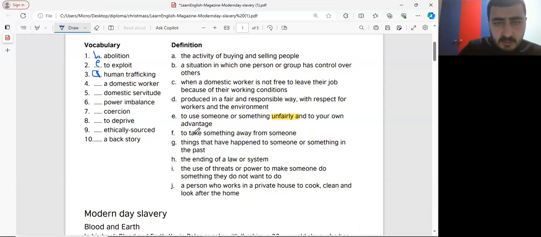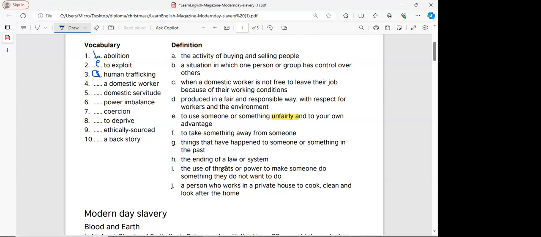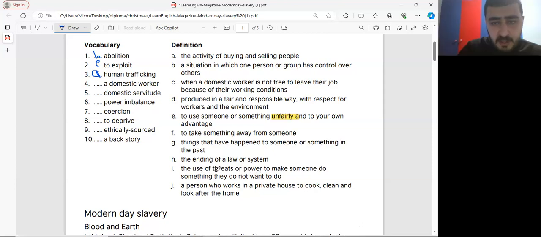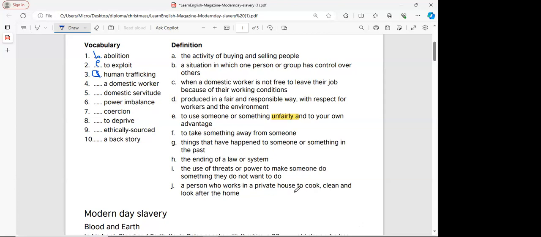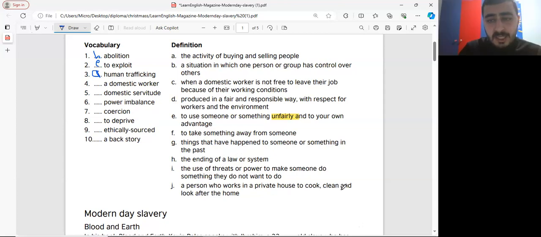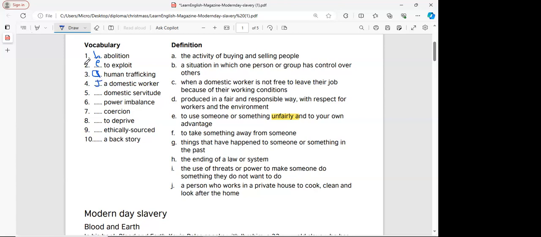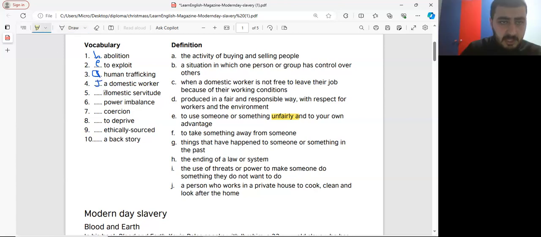Which one was that? The one you read? J. J. The use of a person. J. A person who works in a private house to cook, clean, and look after the home. Okay, so this is J. Sorry, a domestic worker is J. Yes. We said domestic is one of the words required from us. Domestic means local, tame, or household.